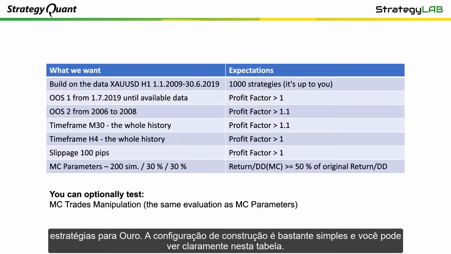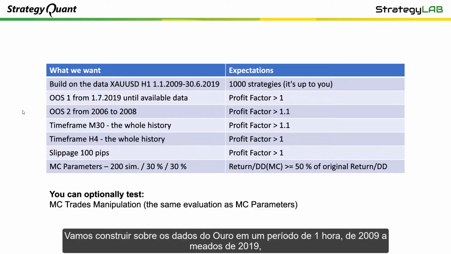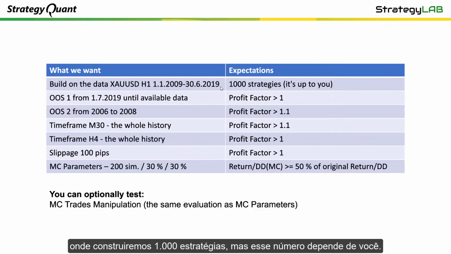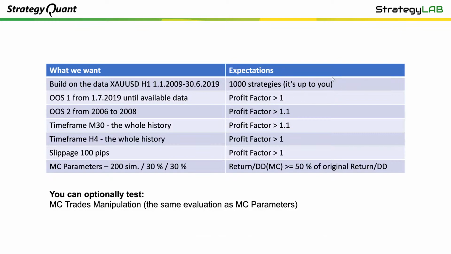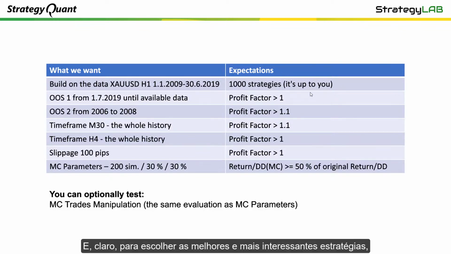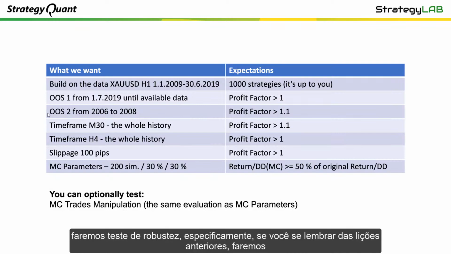The build setup is quite simple and you can see it clearly in this table. We are going to build on data for gold on a 1 hour time frame from 2009 to mid-2019, where we will build 1,000 strategies, but this number, that's up to you. And of course, to pick the best and the most interesting strategies, we will do robustness tests.